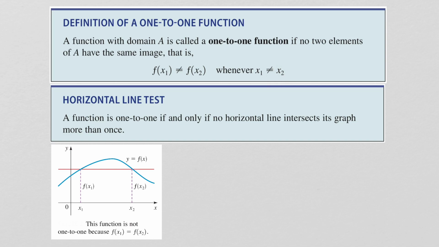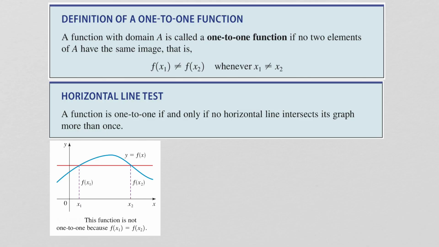An easier way to determine whether a function is one-to-one is by something called the horizontal line test. So if you have the graph of a function, the function is one-to-one if and only if no horizontal line intersects its graph more than once.